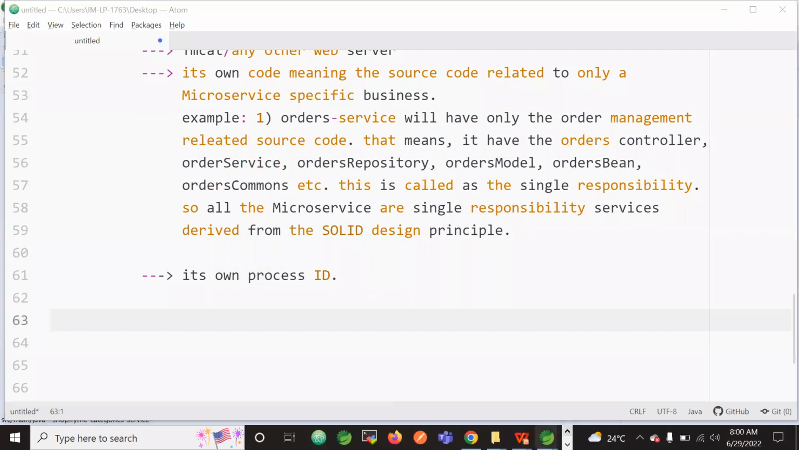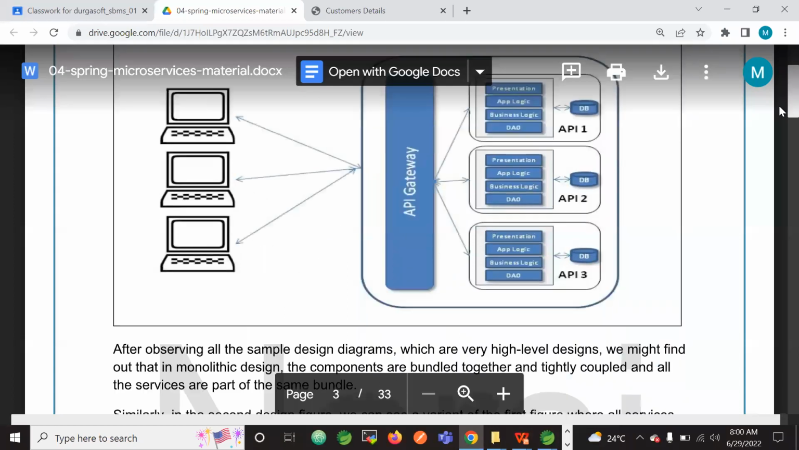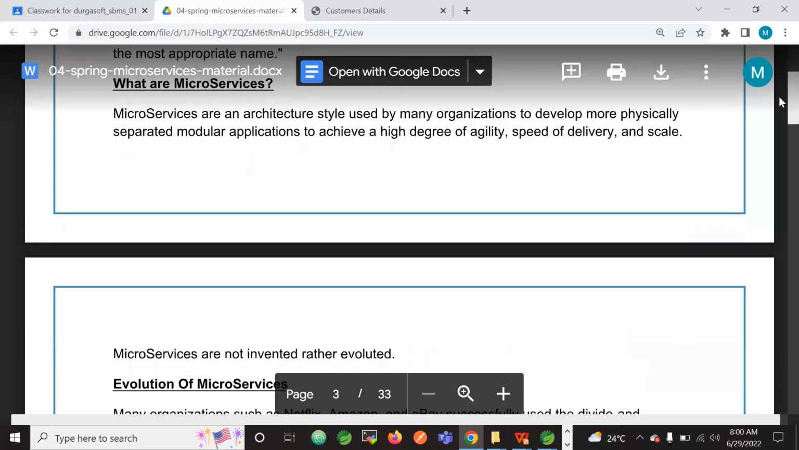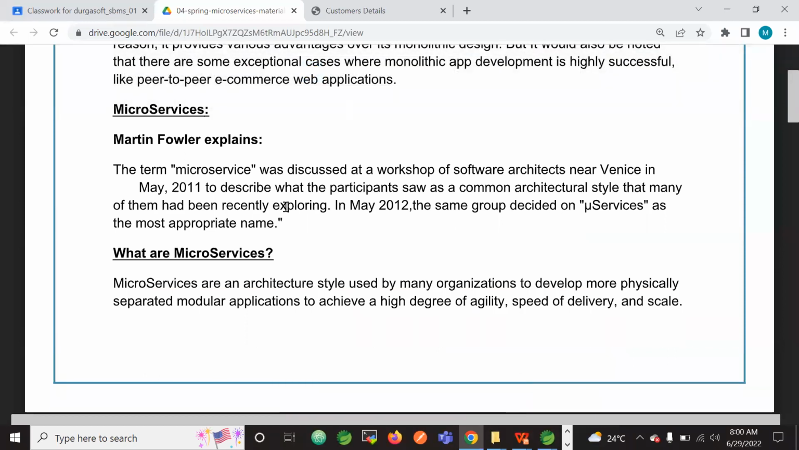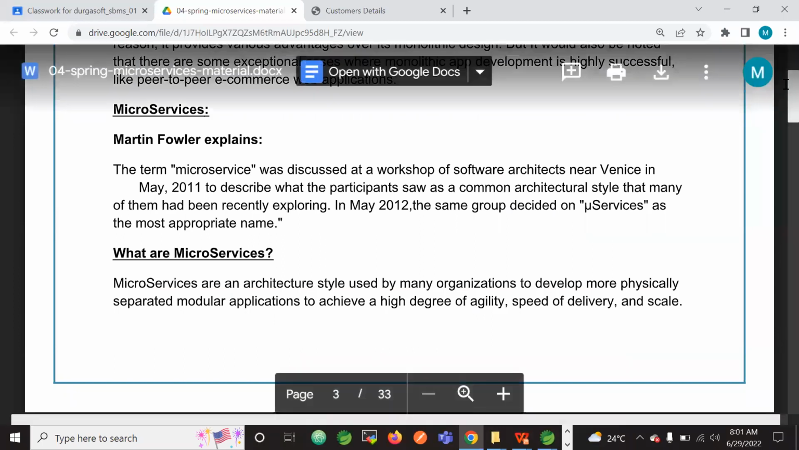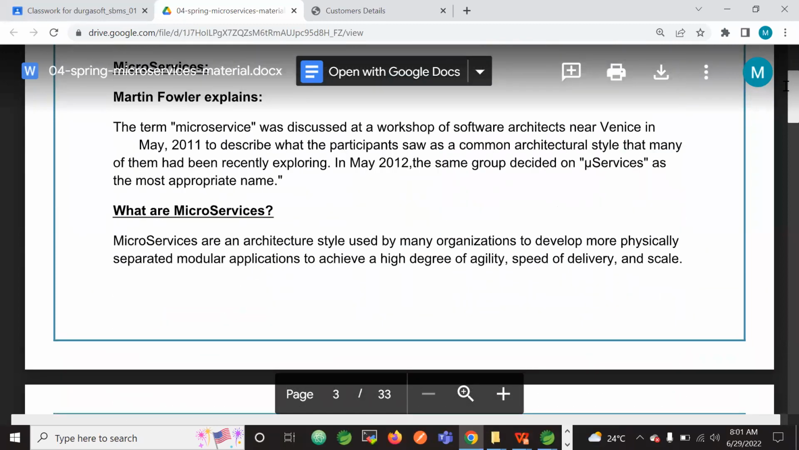If you got the concept of what microservices are, then we can also see a little bit of history around microservices. Microservices were not invented, rather, microservices were evolved. That means what?